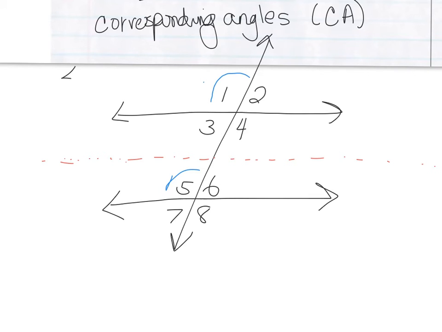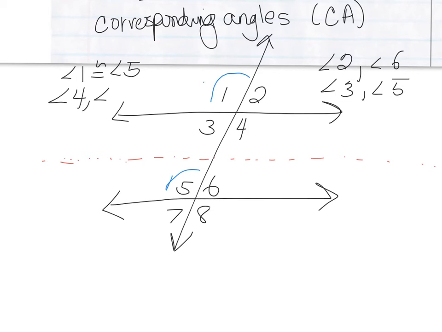So we'd have angle 1 corresponding with angle 5. And you see me marking the congruent mark because they're also equal. You'd also have angle 2 with angle 6, right? Top right, top right. You'd have angle 3 with angle 7, and you'd have angle 4 with angle 8. And the special feature of these angles is that they are congruent, okay? So the condition for corresponding angles is that they are in the same position. Same position.